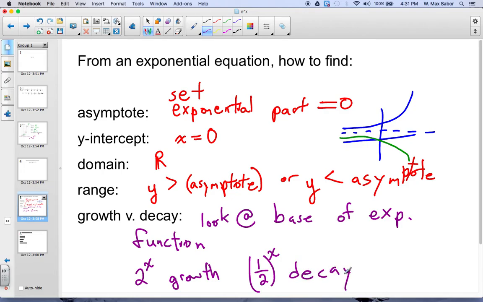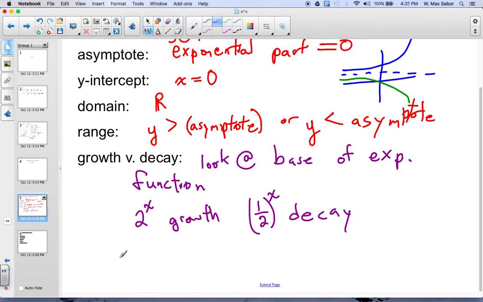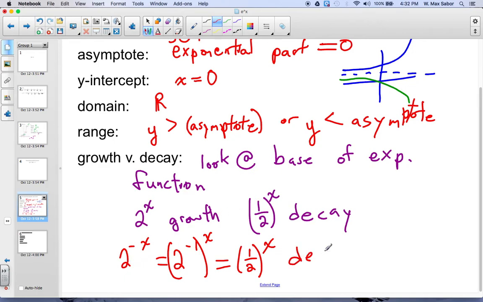Now, the trick comes when we start having a negative exponent, because if we have, say, 2 to the negative x, hopefully you agree with me that this is the same thing as 1/2 to the x. The long way of writing that is by saying this is 2 to the negative 1 to the x by our exponent rules, and then this is 1/2 to the x. So if the exponent is negative and you have something that looks like growth otherwise, it will be decay.